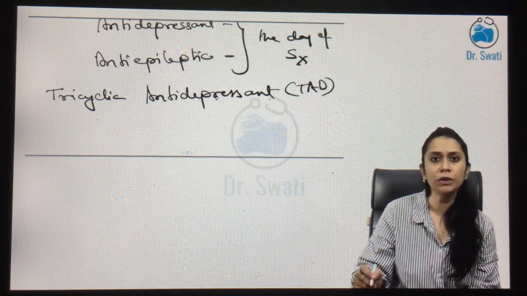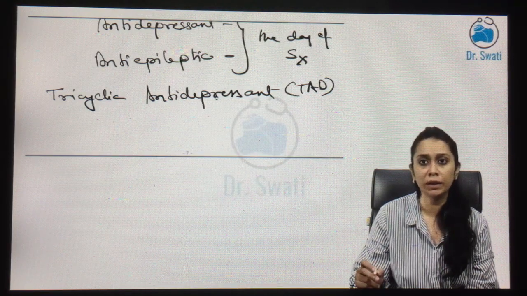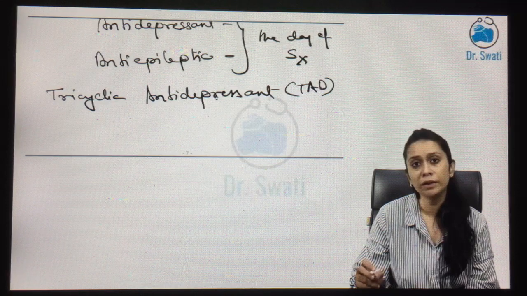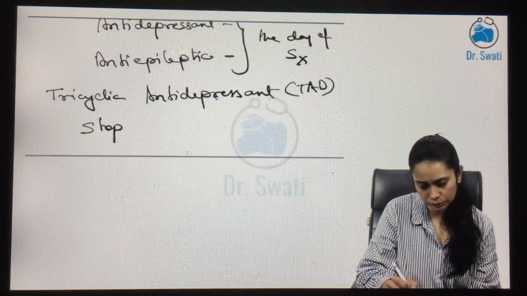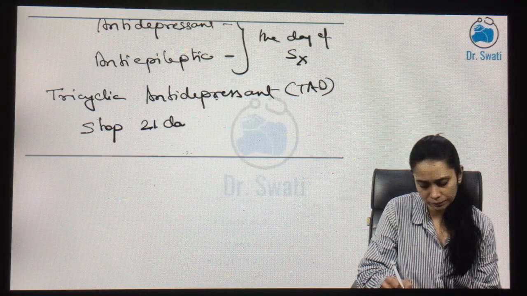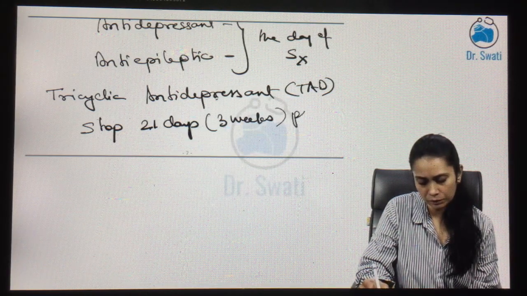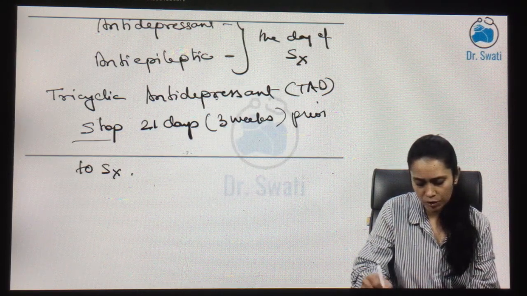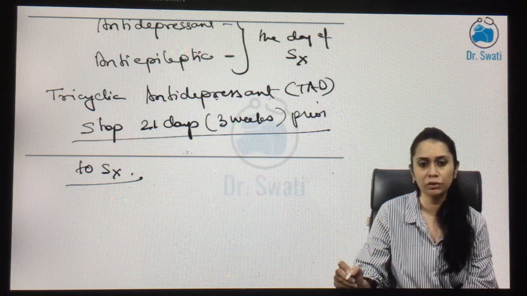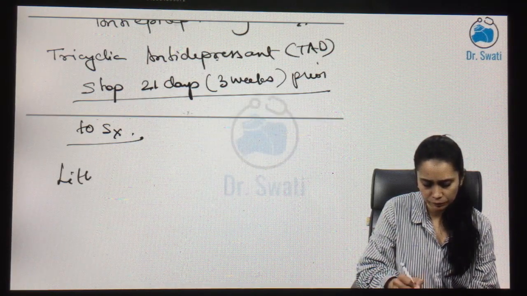Then you have to ask the patient to stop taking it at least 3 weeks, 21 days, before surgery, as we need to remove their serum concentration. Got it? So stop 21 days, that is 3 weeks prior to surgery. Right? You have to stop them 21 days, 3 weeks prior to surgery. Okay?